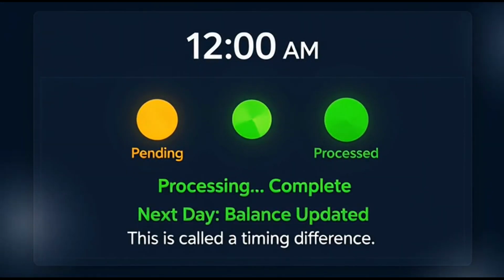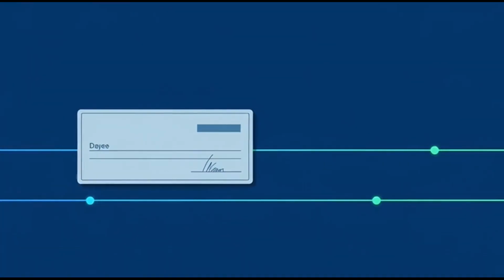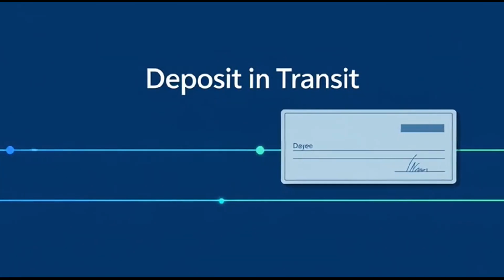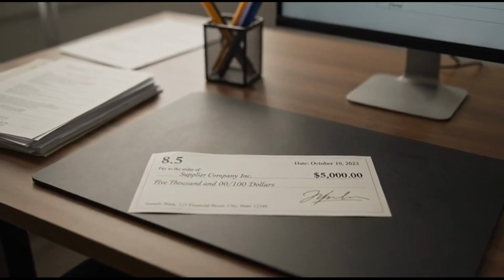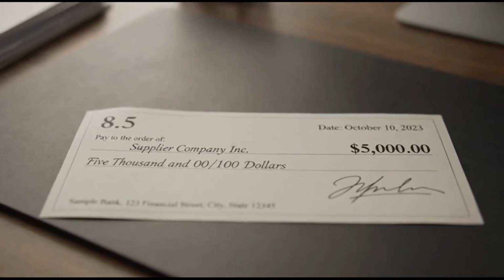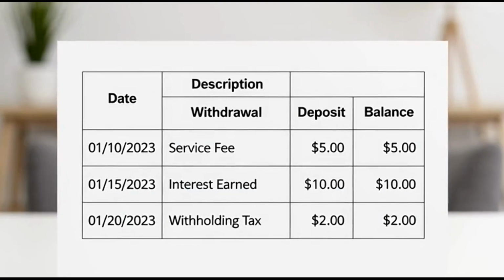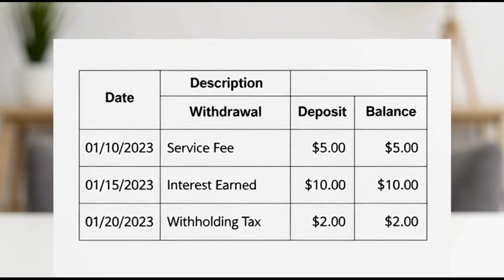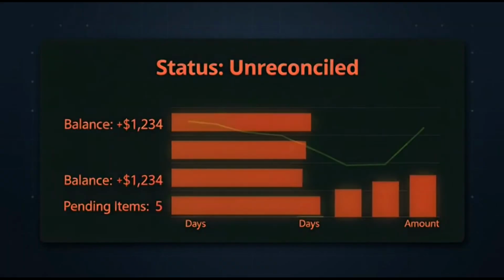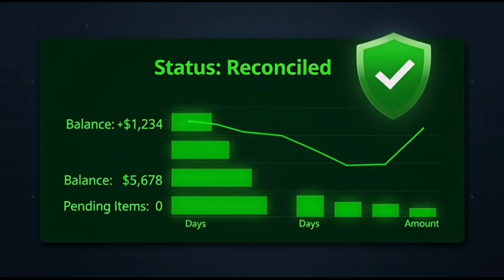This is called a timing difference. Money recorded by you, but not yet processed by the bank. A payment recorded in your books, but not cleared by the bank. Sometimes the bank records transactions that you haven't entered yet. And sometimes it's simply a mistake. Bank reconciliation ensures your records are accurate and trustworthy.